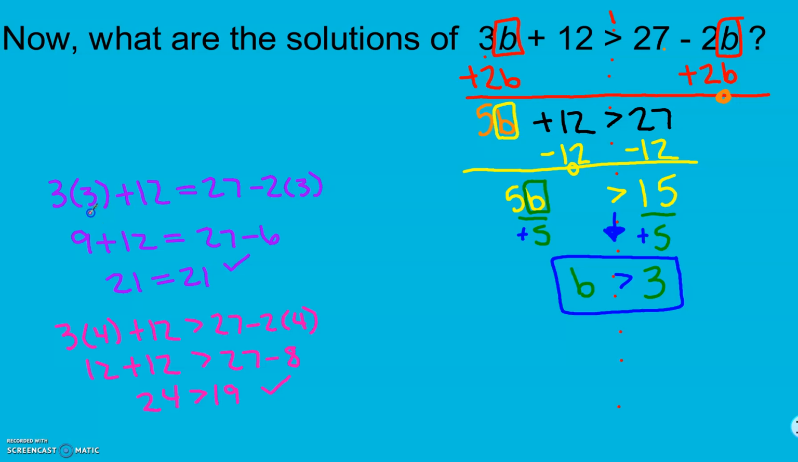Here I checked both our boundary point, equal, and got an equivalent equation there, and I checked a number that makes our inequality solution true, like 4. 4 is greater than 3. So I plugged 4 into both spots and also got a true statement with my final inequality there. So our answer is correct.